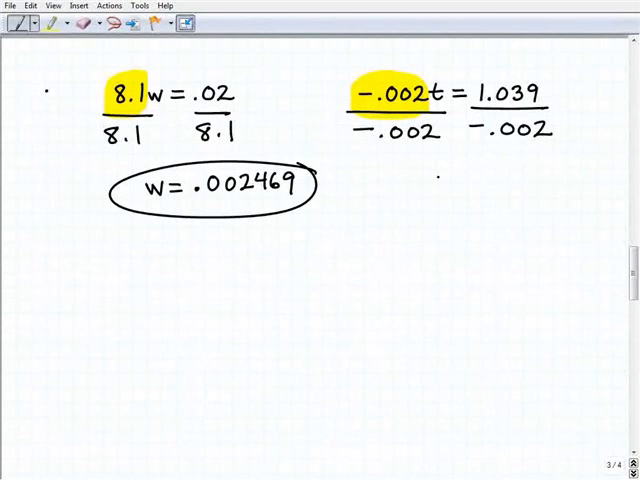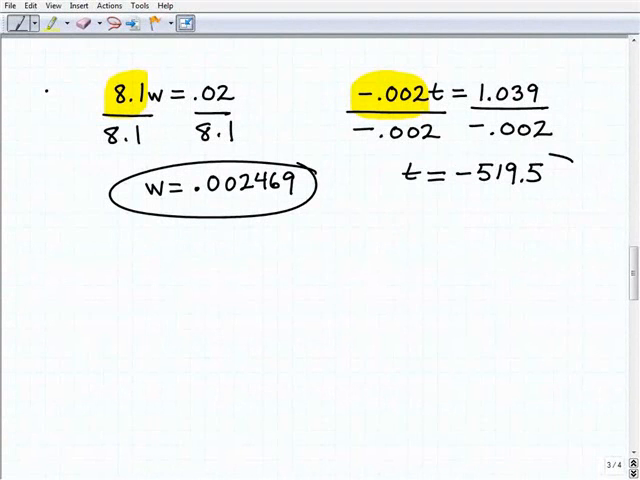0.002. I know my answer is going to be negative, so now all I have to do is use my calculator to get the actual answer. So 1.039 divided by negative 0.002 is going to be equal to a negative 519.5. Okay, so that's what t is going to be equal to.